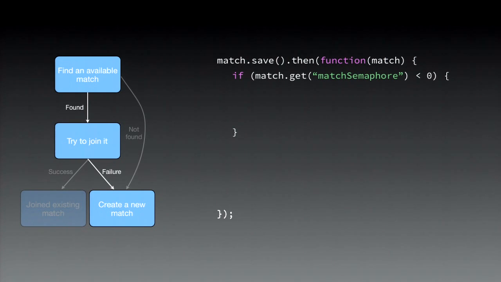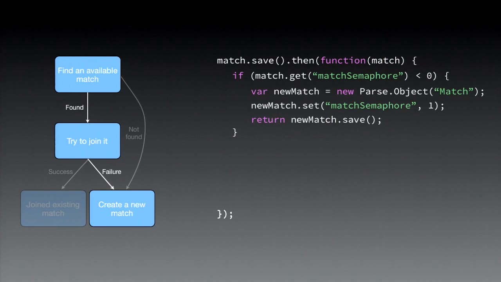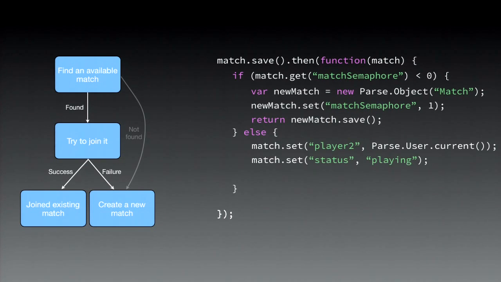If I get back -1, it means somebody beat me to it. It means they decremented to 0, they got the 0 back, and I'm getting back -1. So I can say, OK, well, I failed. So in this case, if it's below 0, I'll just say, OK, I'll create a new match. And notice here I'm creating the match with a semaphore of 1. So I'm setting that value. And then, of course, if I do get that match, then I can just go ahead and set myself as player 2. And, of course, change the status to playing or do any kind of bookkeeping you need to do.